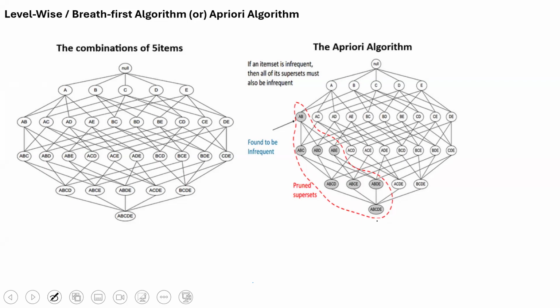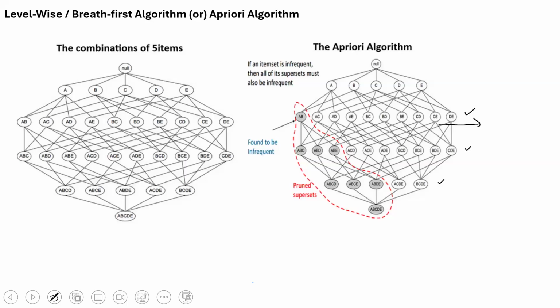The Apriori algorithm is also called breadth first search or level wise. Why is it called breadth first? You know what breadth first search is? Breadth first search means you're going from left to right, level wise. After completing this level, then only you will go to the next level. You will not come to the next level unless you complete the previous level. That is called breadth first or level wise.